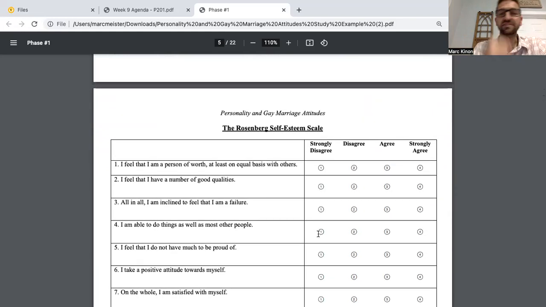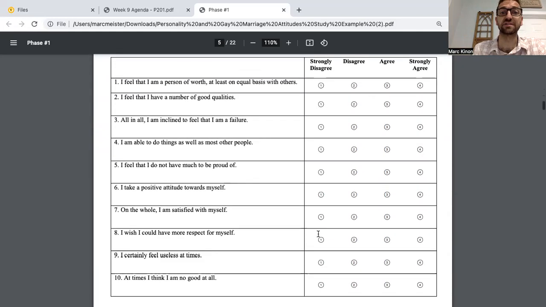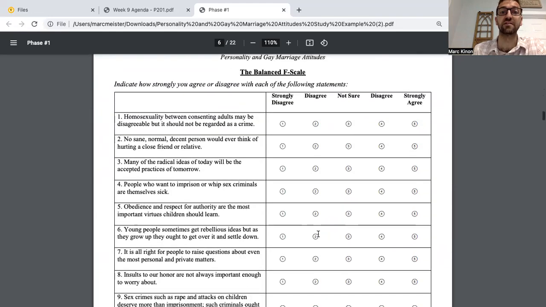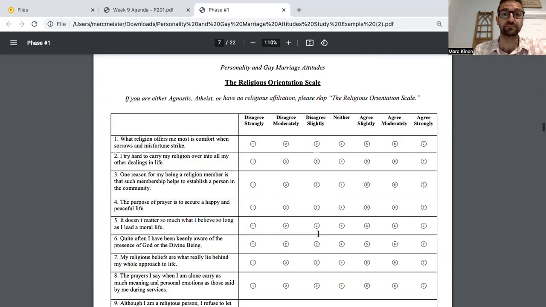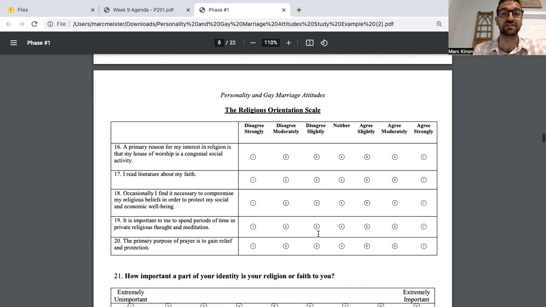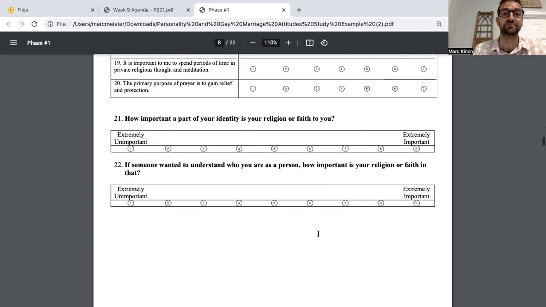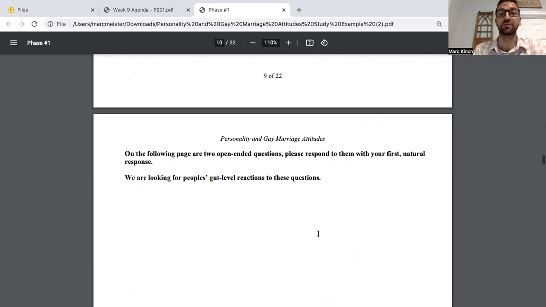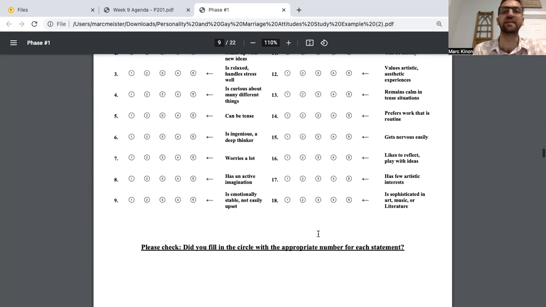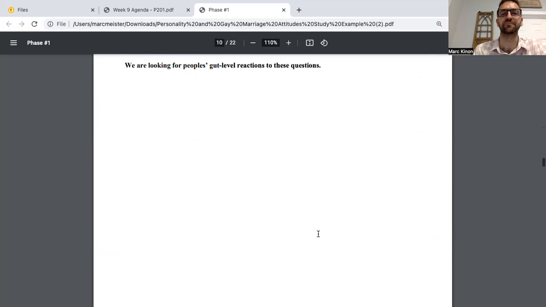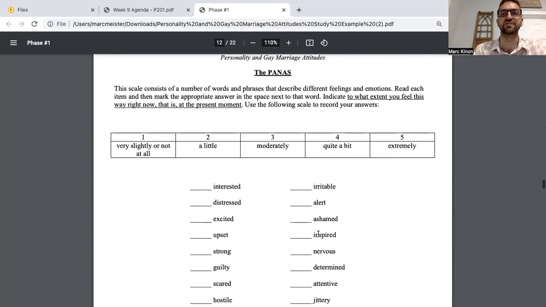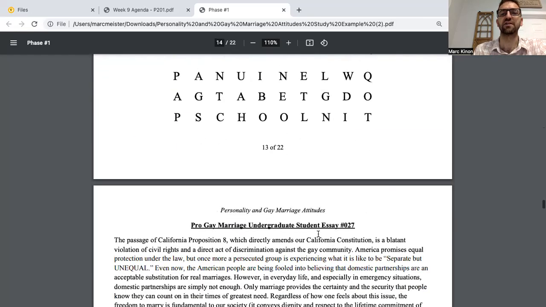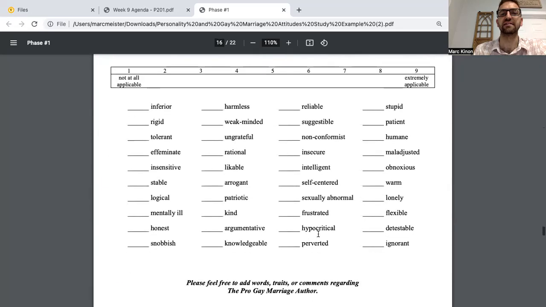Then participants answered a series of validated measures, including the Rosenberg Self-Esteem Scale, the Balance F Scale, the Religious Orientation Scale, the Big Five Inventory, specifically including openness and neuroticism, et cetera. Do what I'm doing all the way to the end.